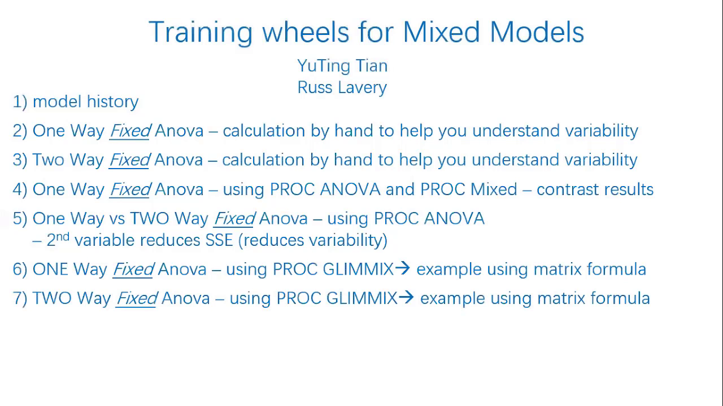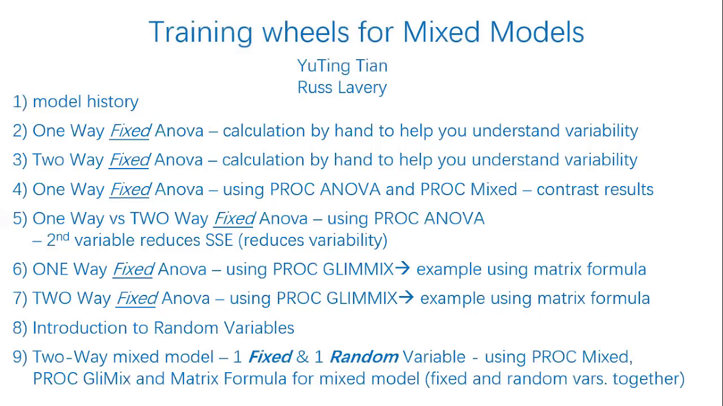The seventh is two-way fixed ANOVA. I use proc mixed and also show you the matrix formula. The eighth one is an introduction to random variables. And the last one is the two-way mixed model. One is a fixed variable and another one is a random variable. I will use proc mixed and the matrix formula for the mixed model.